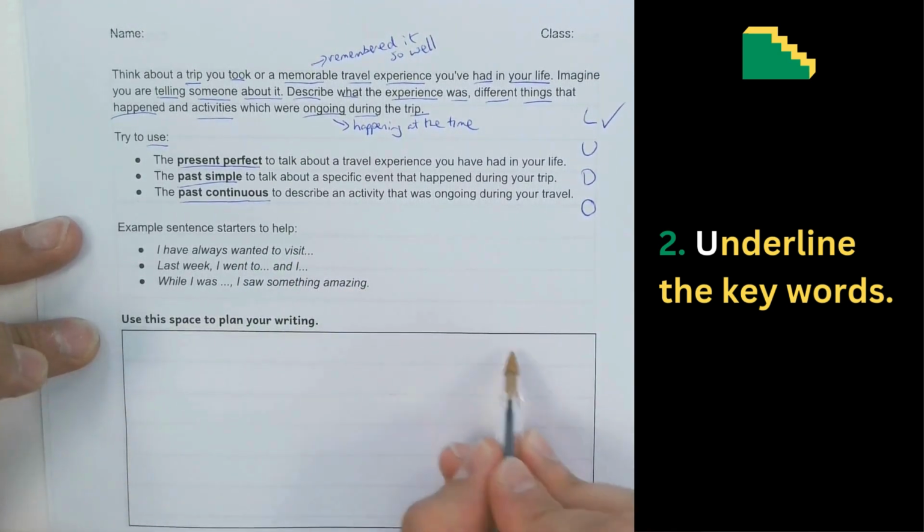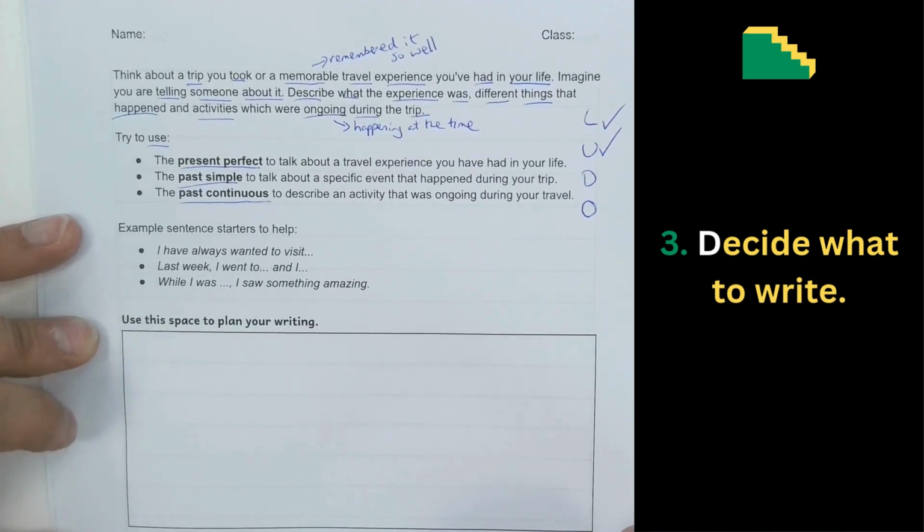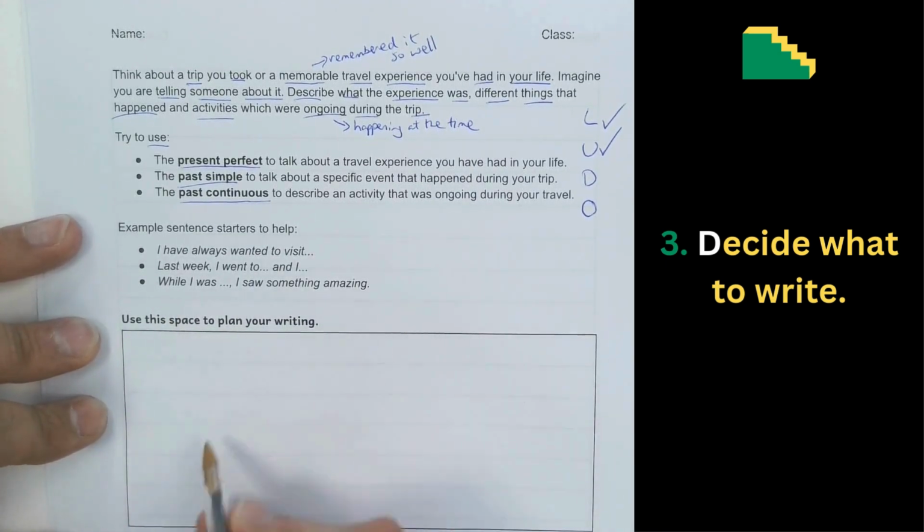Now, we use a space to plan your writing. The next step is going to be decide what to write. This is the fun part where you brainstorm ideas you want to share and the interesting moments. So I'm going to begin with writing in this space to plan my writing.